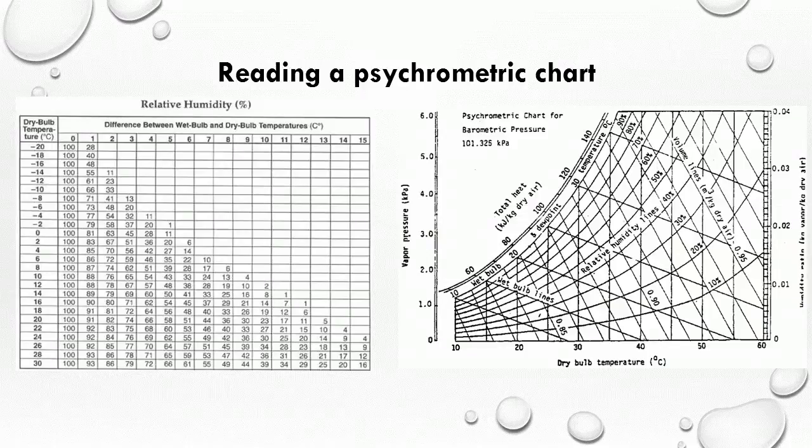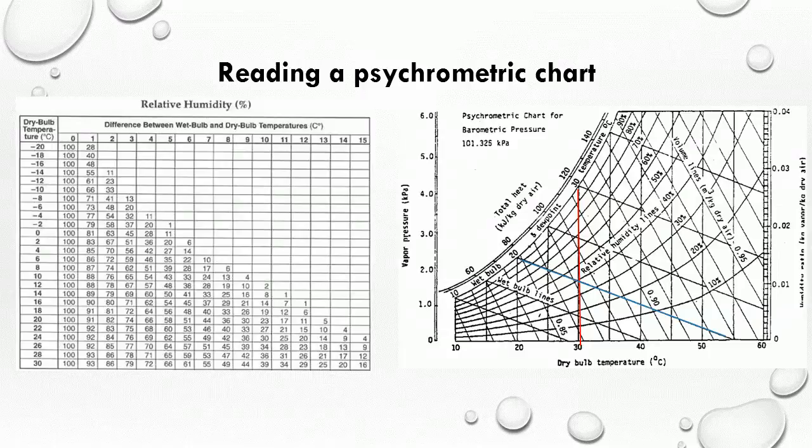To find the relative humidity, draw a straight vertical line through your dry bulb temperature reading. This should be located on the x-axis. Next, draw a downward sloping line through your wet bulb temperature reading. In this example, I am using a dry bulb temperature of 30 degrees Celsius and a wet bulb temperature of 20 degrees Celsius. Finally, find where the two lines intersect to determine the relative humidity.